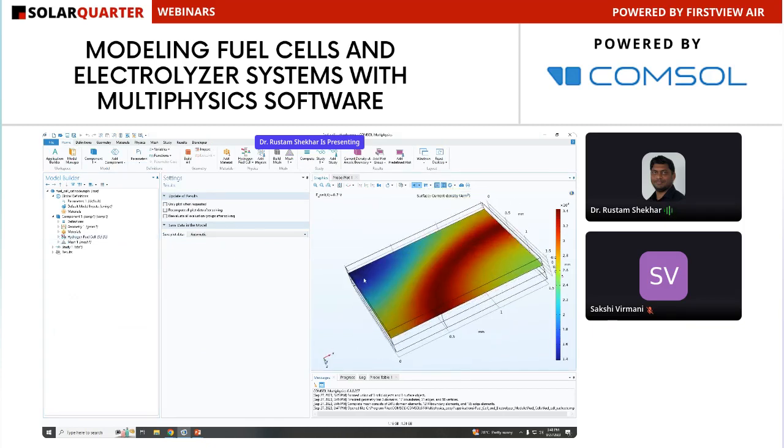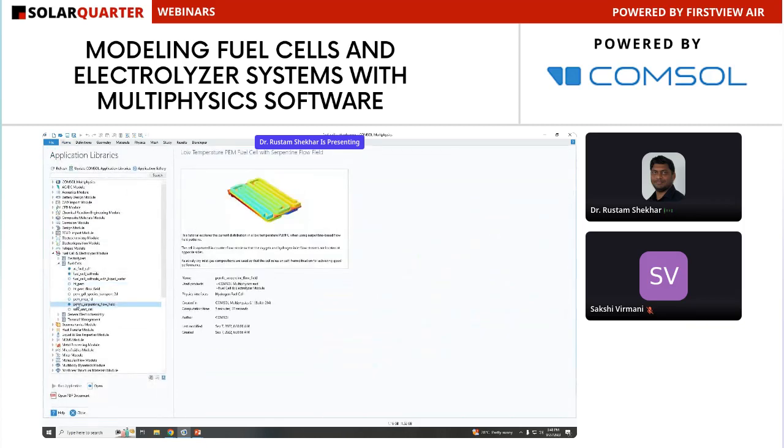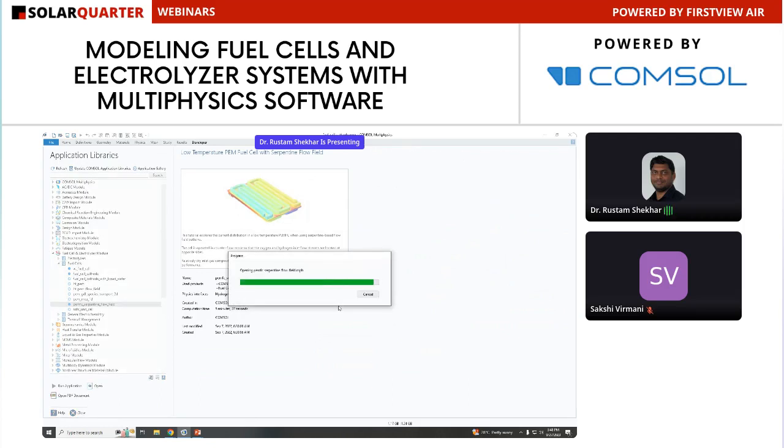Now let's say you have a very detailed model including flow field. So you can have this serpentine flow field, and you can analyze the IV curve as well as the flow fields for those kinds of single cells.